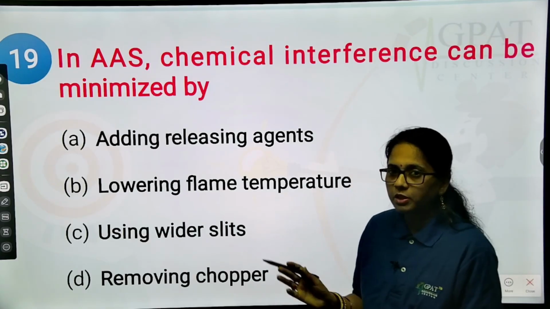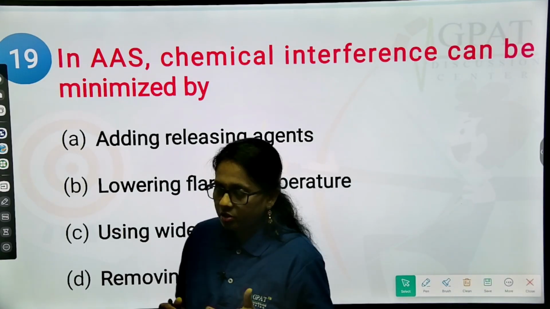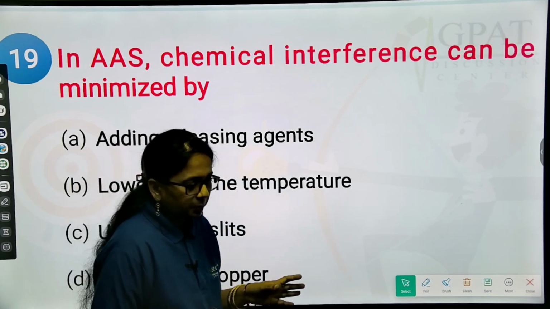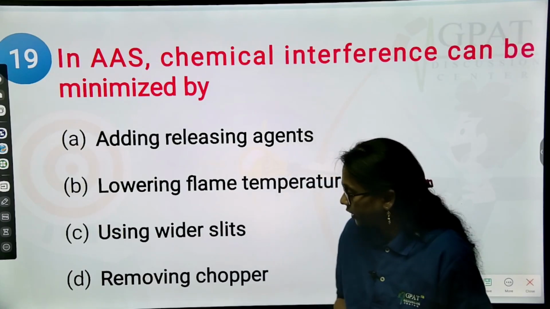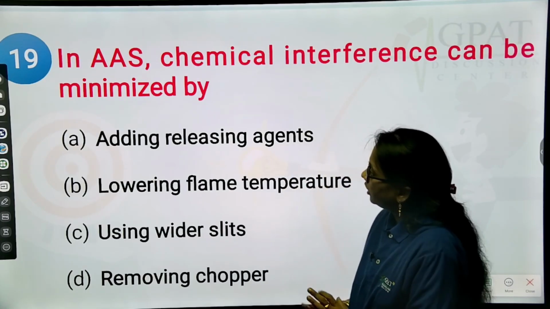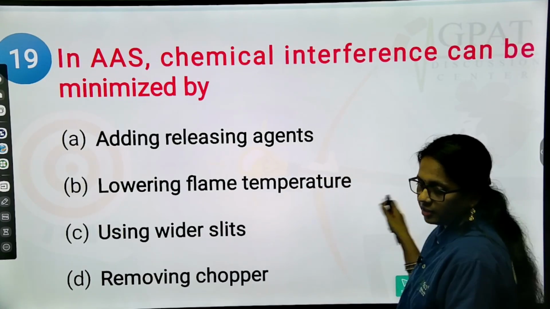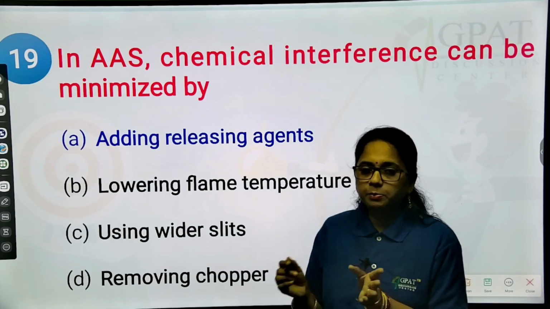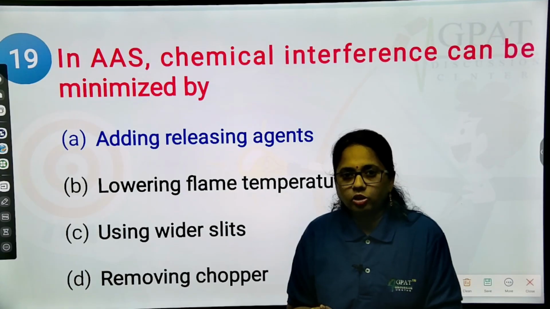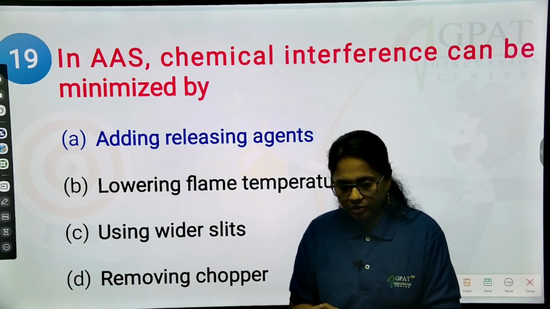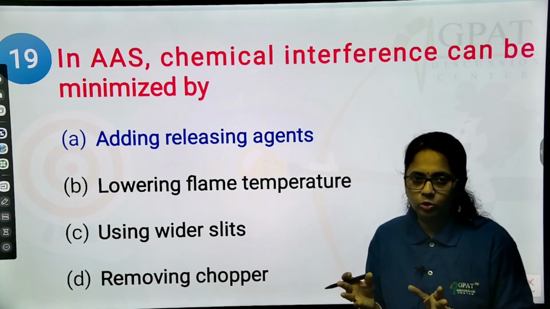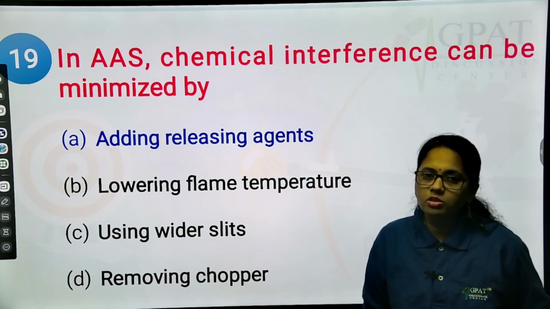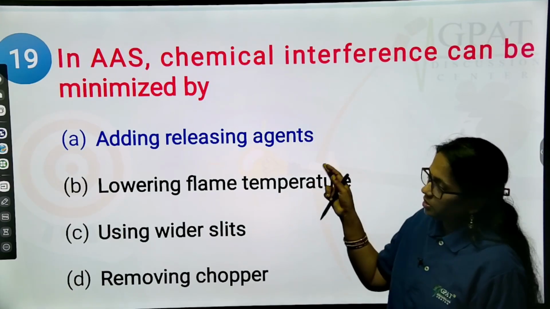Removing the chopper means you cannot measure the specific exact absorption, and pulsating effects also you are not going to get if you remove the chopper. Only the option adding releasing agents works, because cationic, anionic, or any type of ionic interferences occur because of the different chemicals. So by adding such releasing agents, we can reduce these chemical interferences.